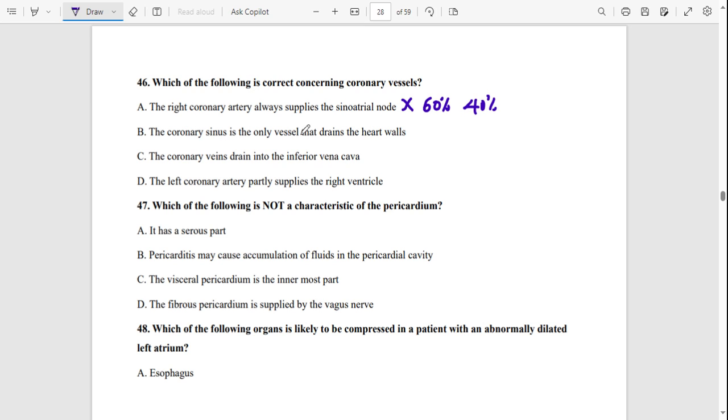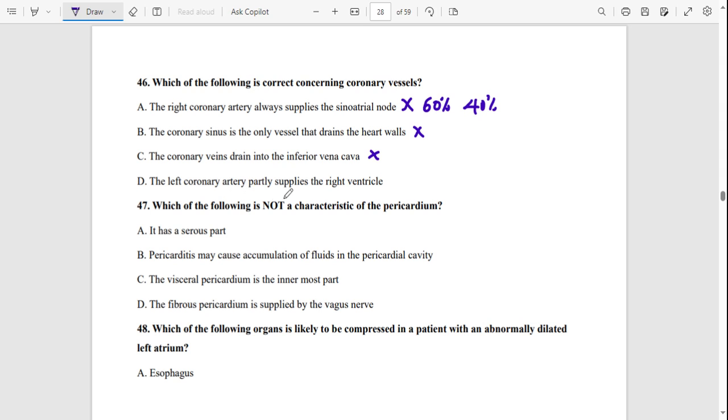Coronary sinus is the only vessel that drains the heart walls. This is not true. The heart walls can also be drained by the anterior cardiac veins directly without going to the coronary sinus. We also have the Thebesian veins which go directly into the heart. The coronary veins drain into the inferior vena cava. This is not true. They'll go direct to the heart.